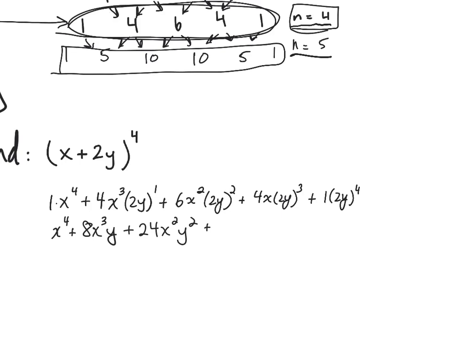Then here, this term, 2y to the third power, the 2 is going to be cubed and the y is going to be cubed. So 2 cubed is 8. 8 times 4 is 32 y cubed. And then we're going to have 1 times 2y raised to the fourth, which is 16y to the fourth.